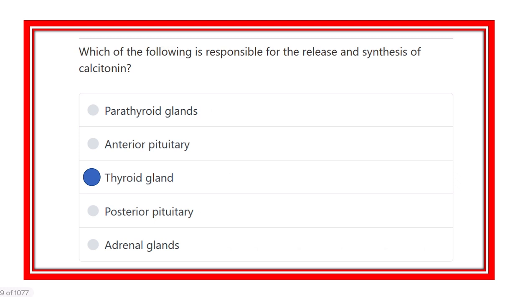So the synthesis of the calcitonin occurs in the thyroid gland. It is the thyroid gland. It is not the parathyroid or pituitary or adrenal gland. It is the thyroid gland.